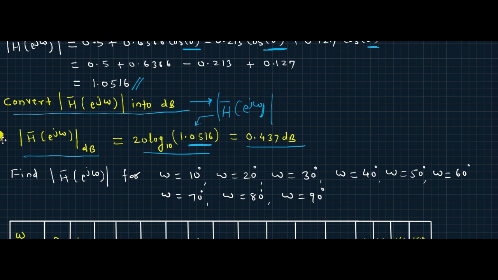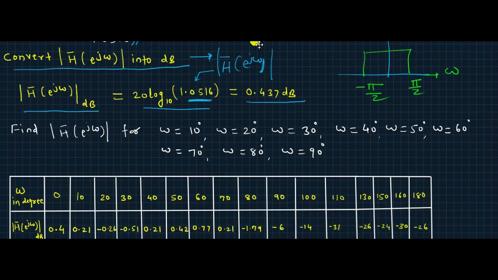Now what is the limit? Up to what value do we have to substitute omega? It is given in the example design problem. Our design problem is to plot the frequency response, which will allow frequencies from minus pi by 2 to plus pi by 2. This is the omega axis, and here we have h bar of e raised to j omega, the final notation we are using, in decibels. We can write this on the right side also. This is the ideal case.